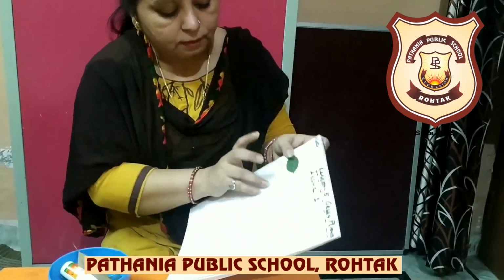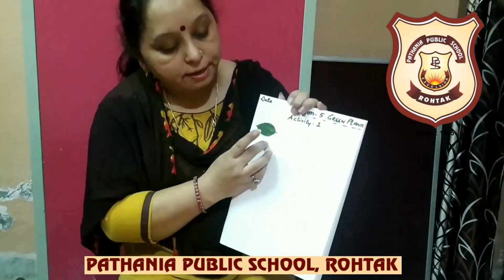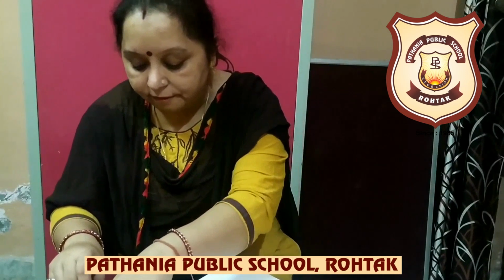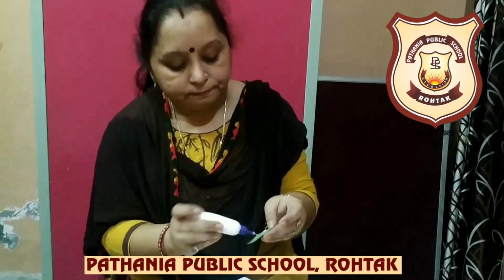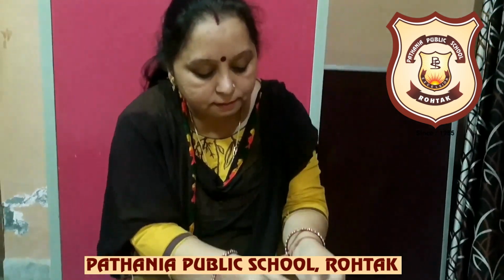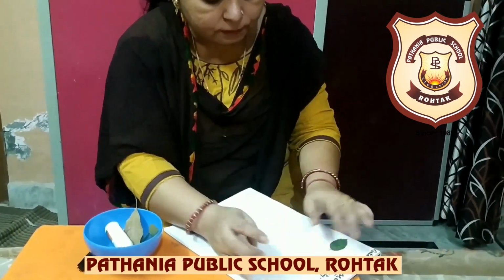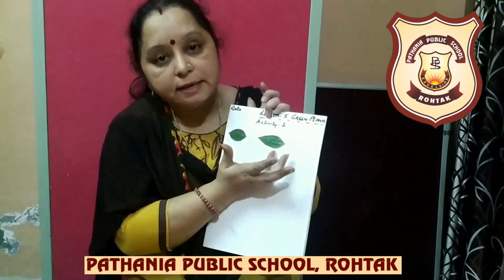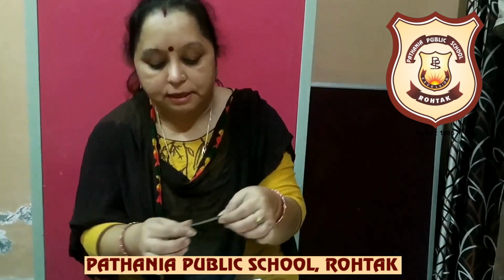Write the name here, rose plant. After that take another leaf, that is tulsi. So paste it here, and this is the way you paste it. This is tulsi leaf. Tulsi plant or tulsi leaf. Similarly, take another one, that is jasmine.